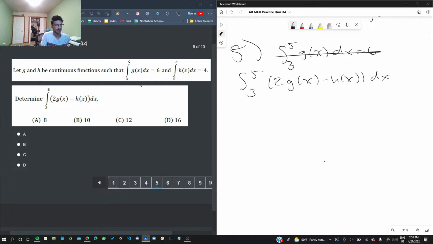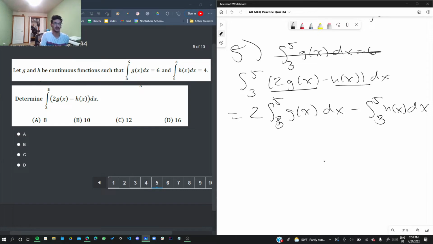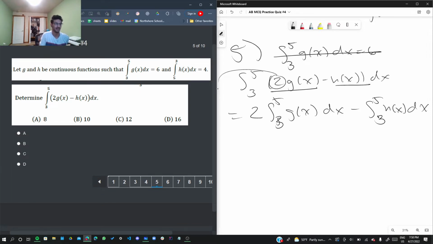I'm just going to first separate. So we have 2 times the integral from 3 to 5 of g of x dx minus the integral from 3 to 5 of h of x dx, right? So you can separate it out like that. Hopefully you can see it. So I separated this integral from this integral, and then this constant, I could take it out. So now this is 2 times, they're given this as 6, and then h of x is given to us as 4. So that's 12 minus 4, which is 8. 8.